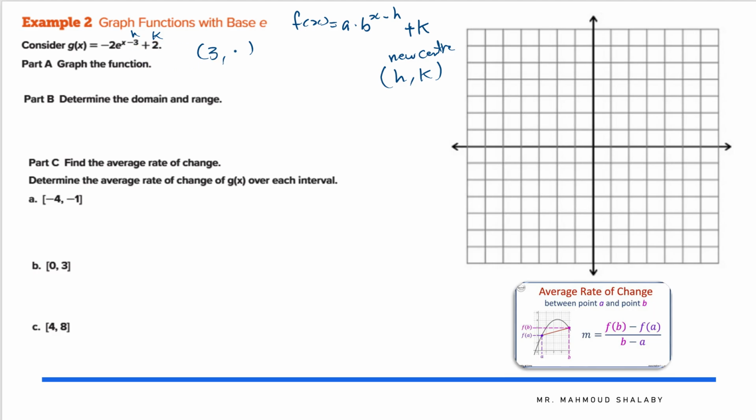Here we have positive 2, we keep it the same. So this will be the new center, 3 and 2, and I will plot it on the graph. 1, 2, 3, 1, 2. Here is the new center with h and k.